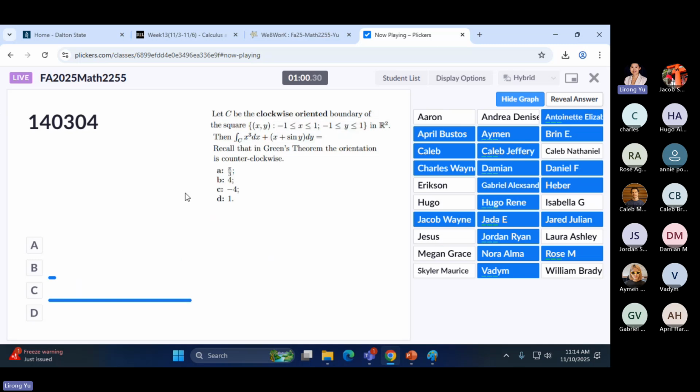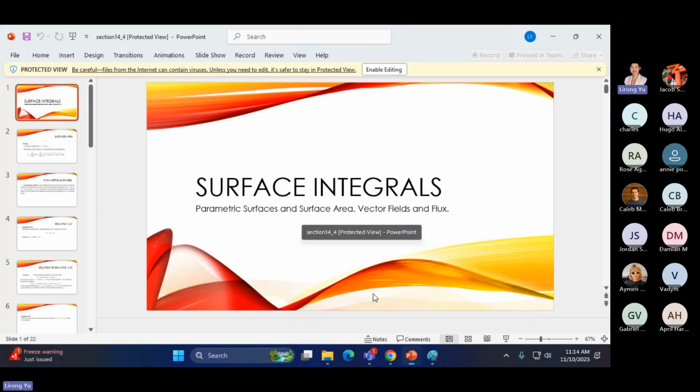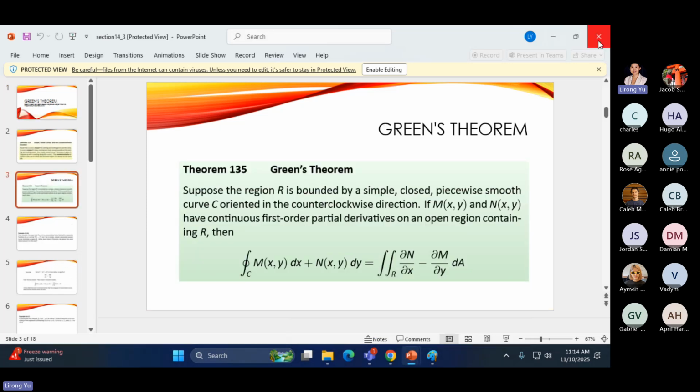Do you have any homework question that we should talk about before we start? Any homework question? Okay, if you don't have any homework question, we're going to continue to chapter 14.